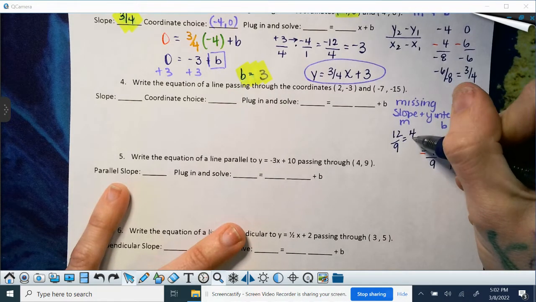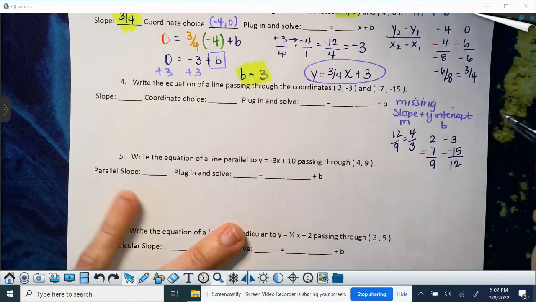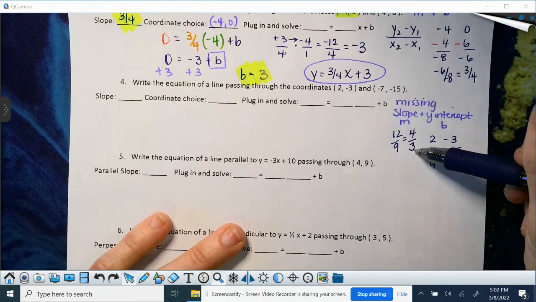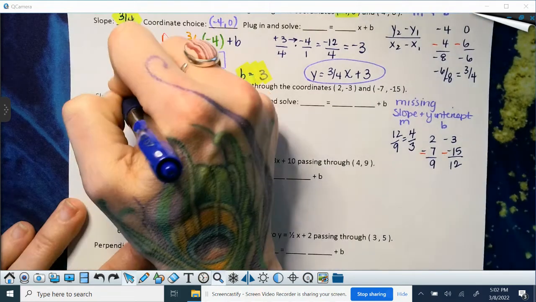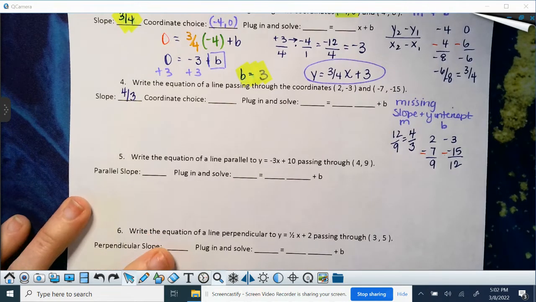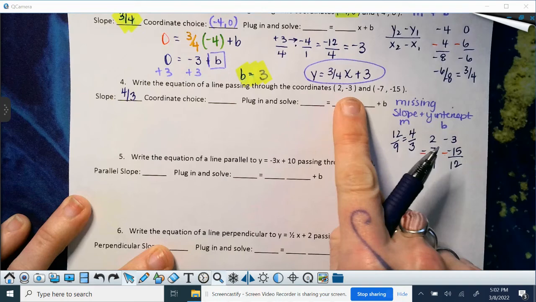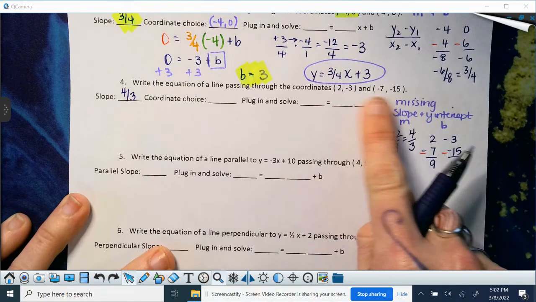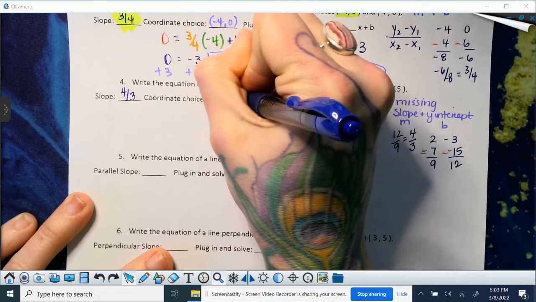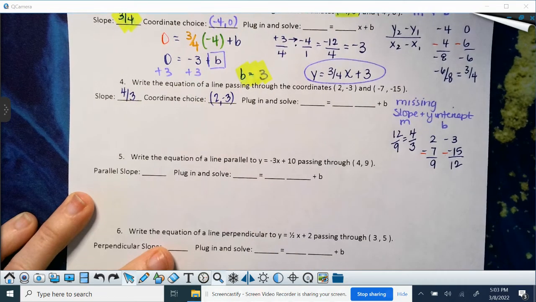So we can get 4 over 3 as our slope, because 4 times 3 is 12 and 3 times 3 is 9. So we have a slope of 4 over 3, which is coincidentally just the reciprocal of our previous. We're going to pick a coordinate. I like 2, -3 just because the numbers are smaller, and there's only one negative versus 2. But again, you can do whichever one you want. You just have to get the same final answer.